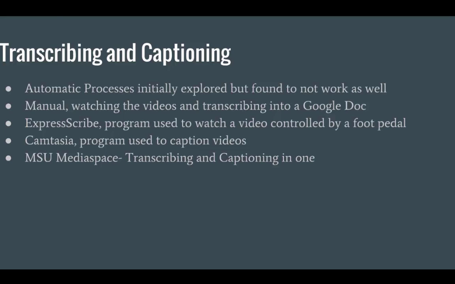So for the transcribing and captioning process, at first the history department tried using a bunch of different automatic transcribing software, but found that that was inefficient and would then take longer to correct the mistakes than to start over and do it manually. So the manual transcribing and captioning process is really precise and also pretty structured. So first, what we do is download the videos and then upload them into a software called ExpressScribe. ExpressScribe is the software that allows us to manually type everything that is being said while the video is playing.